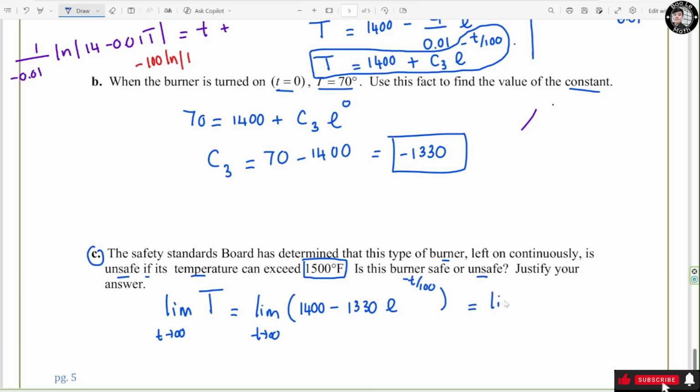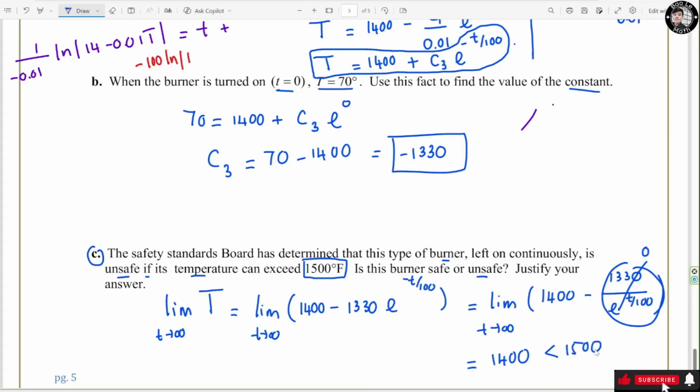And it's going to be the limit of 1400 subtract 1330 over e to the t over 100 when t approaches infinity. Now when t approaches infinity, this guy right here approaches 0. So the answer must be 1400. Now 1400 is less than 1500, so the burner is safe.